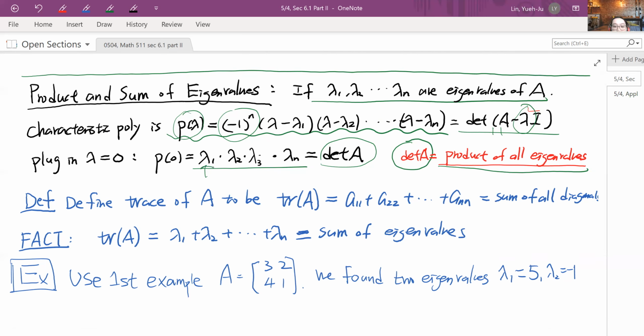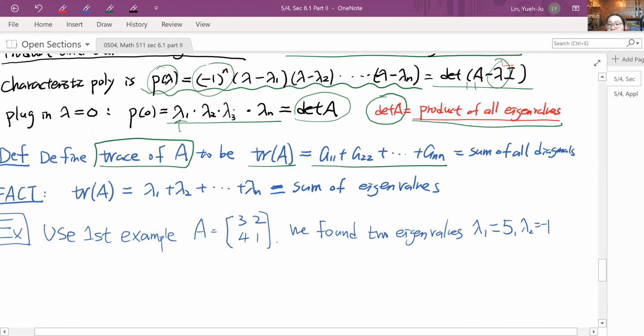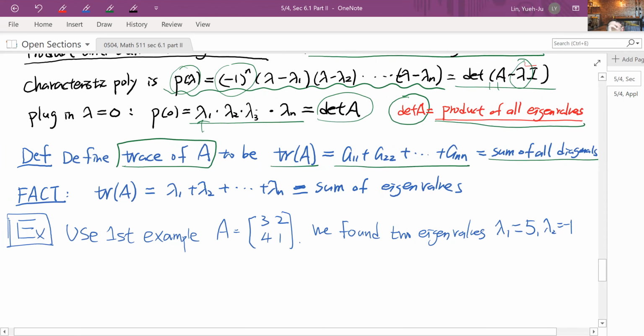And even more, sometimes it's also useful to know this information. There's another piece of information carried by the eigenvalues. First, we can define what we call the trace of the matrix A. And what does it mean to be the trace? Trace is really what we meant by just adding up all the diagonal entries. So this is the sum of all the diagonal entries.